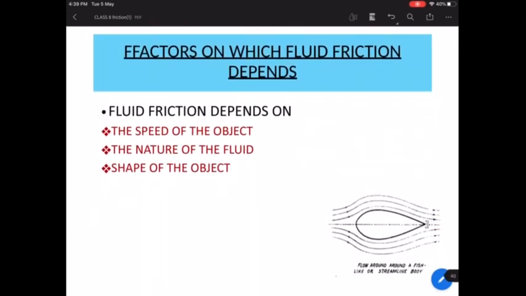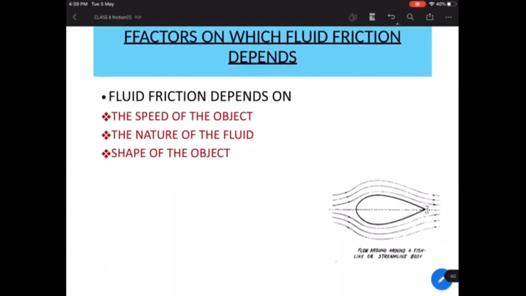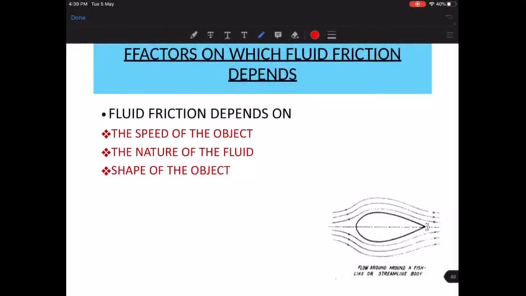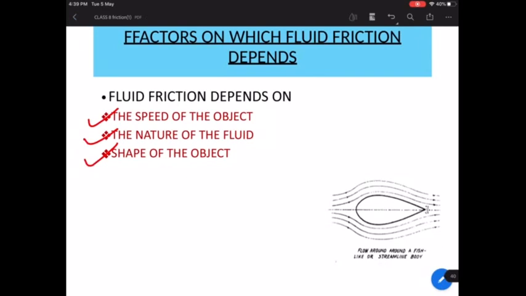Okay. Next, these are the factors on which the fluid friction will depend. If you take care of these factors, your fluid friction will be taken care of. So what are the factors? First, you have to take care of the speed of the object. Then the nature of the fluid in which they are flying, the air or any medium in which they are flying. Secondly, the shape of the object. I told you what kind of shape it should be: streamlined shape.